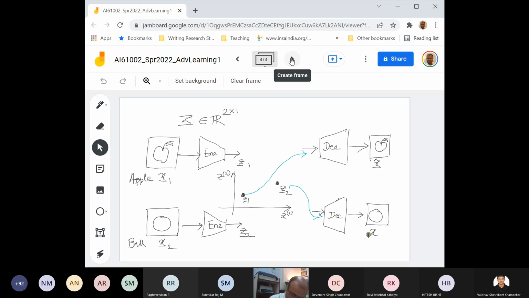The question is that, say I take a point in its neighborhood and I feed it to the decoder. What do you think will be the output over here? What should the output look like? Some combination of Z1 and X1?